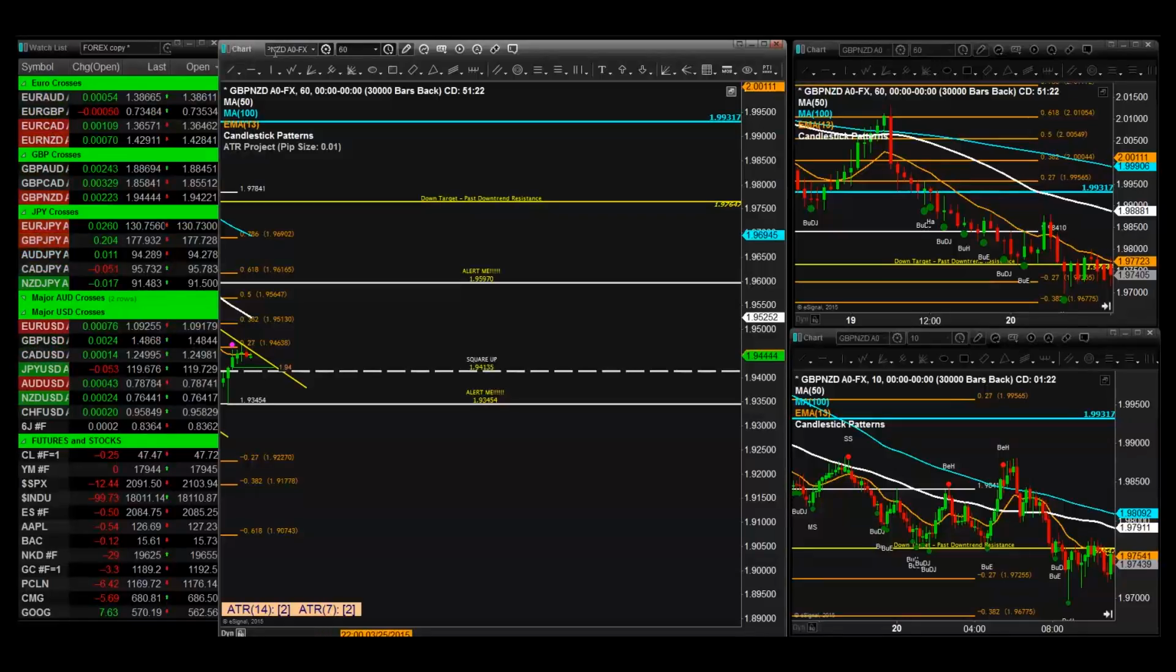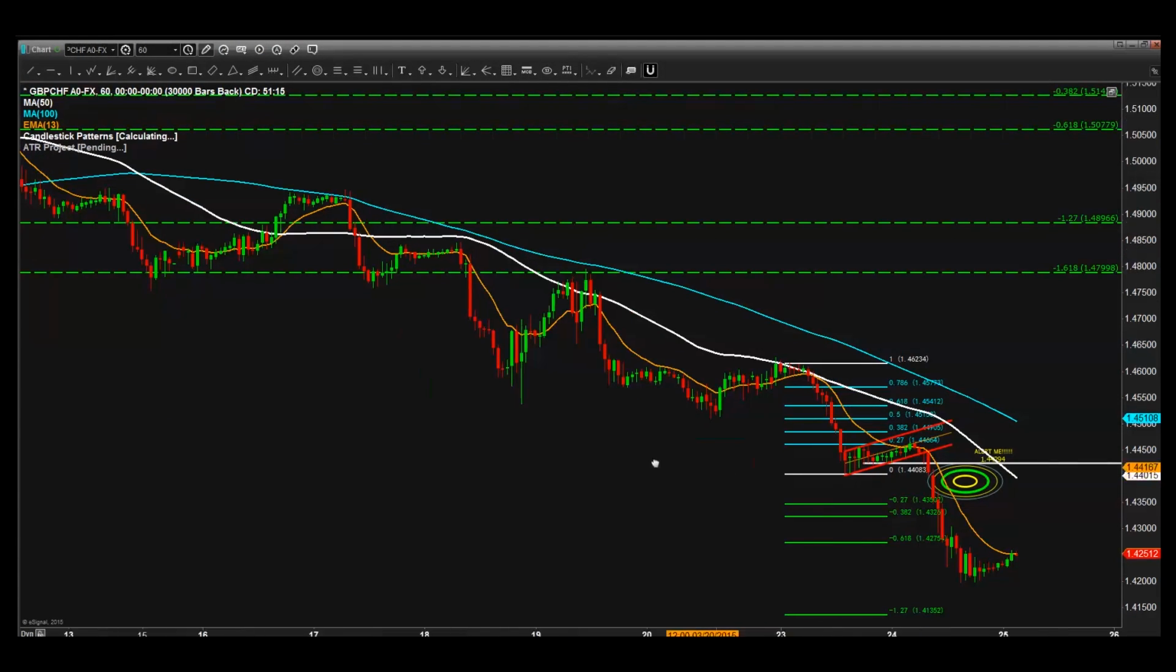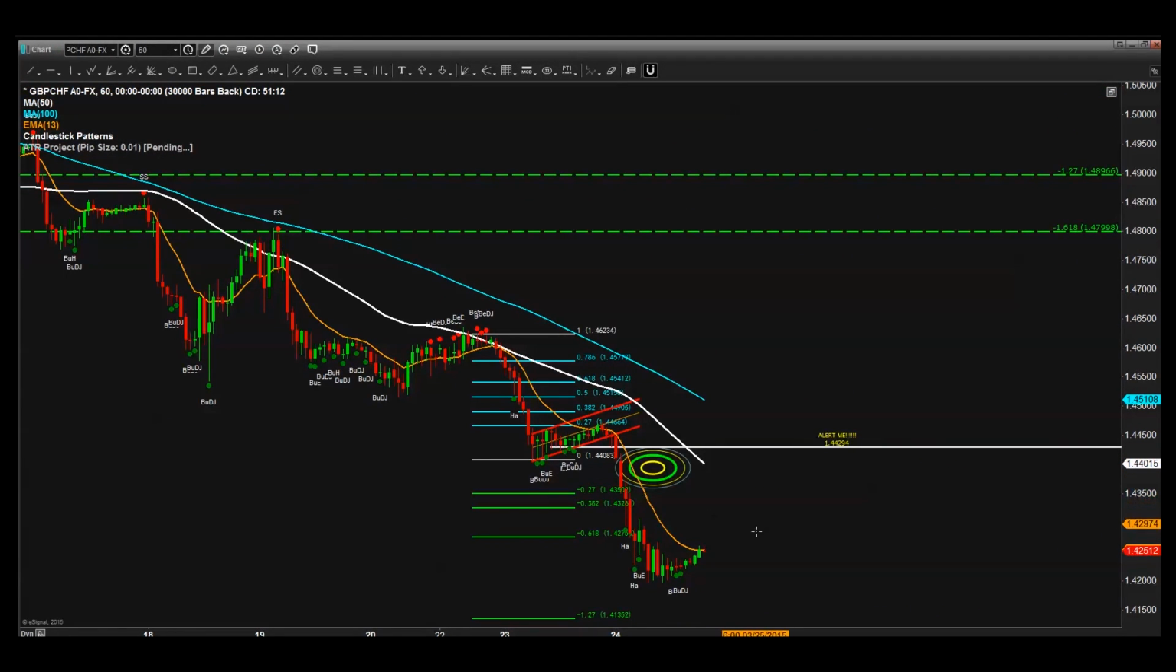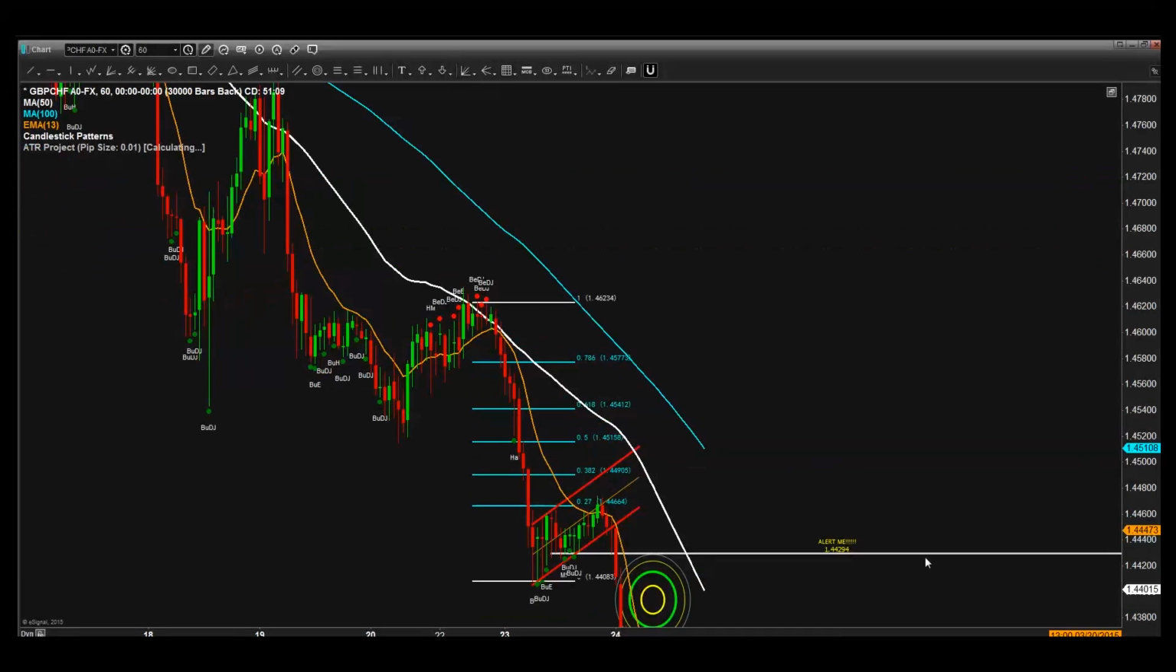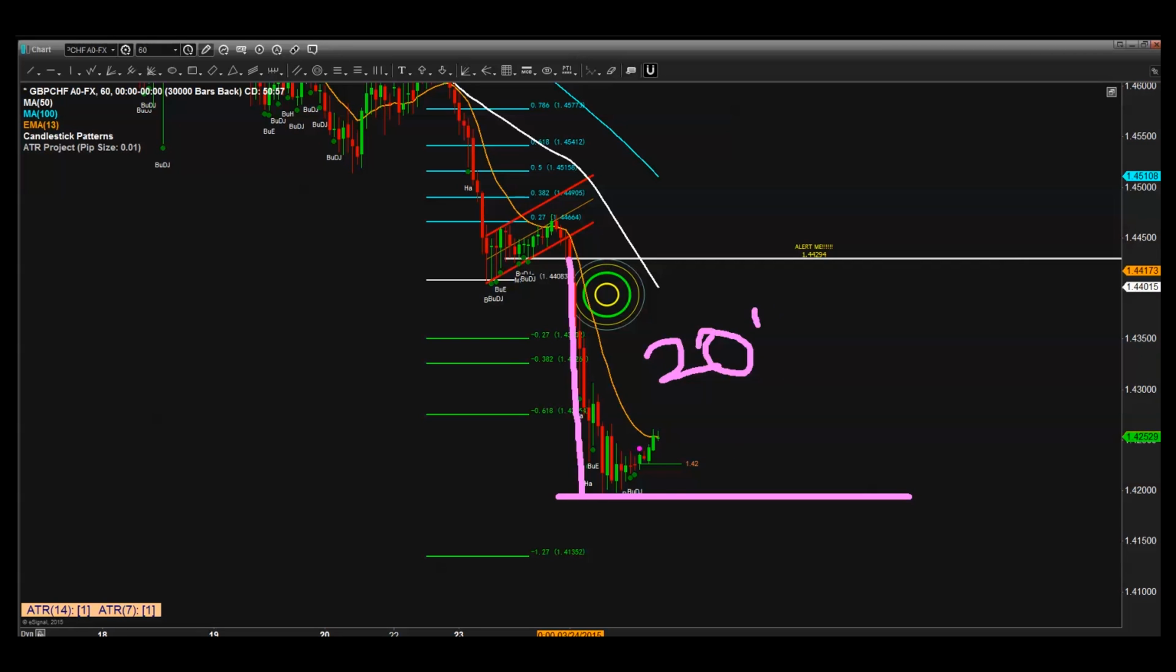Okay, now let's go to the pound chief. Some of you guys missed that trade, and we were not even analyzing that one. How many of you remember the pound chief? How many of you took it? New guys, who took this one? These were newbies. How many of you took this trade? 144 all the way to 142. 200 pips.